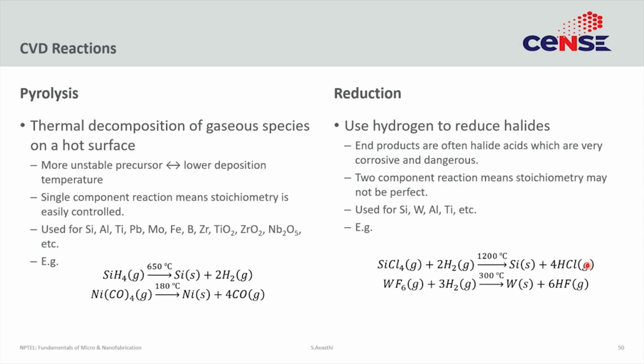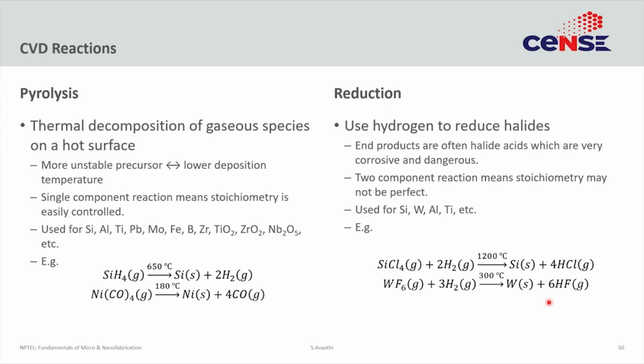Something to take care about with this technique is that these precursors tend to be halides, which means that the byproduct formed is a halide acid, HCl or HF. Halide acids are very aggressive, very corrosive, and are also hazardous gases. So, you have to be a little careful in designing a reactor that does this.